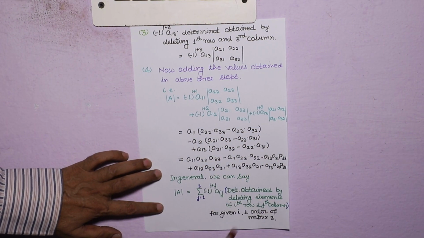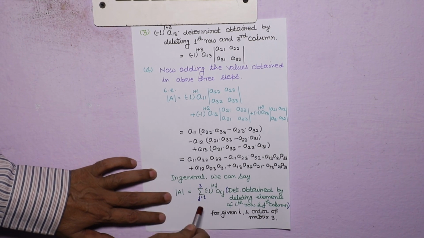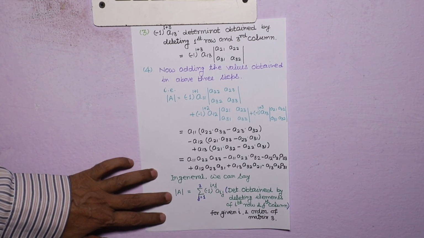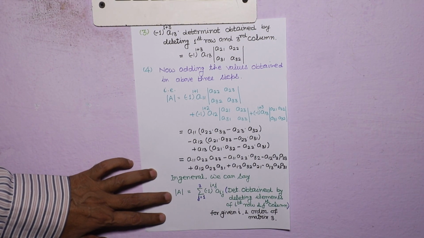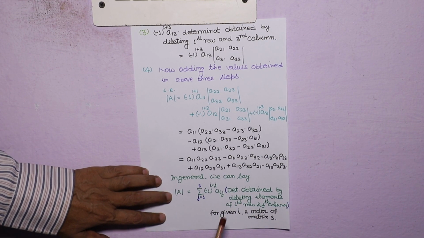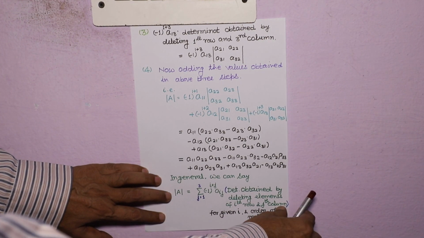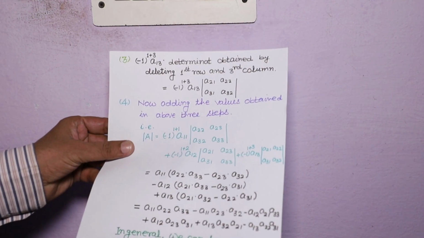Multiplying it and expanding it, in general we can say determinant is sigma j from 1 to 3 of minus 1 to power i plus j Aij into the determinant obtained by deleting elements of the ith row and jth column, for a given i, and this is for the matrix of order 3. That's what we are getting.